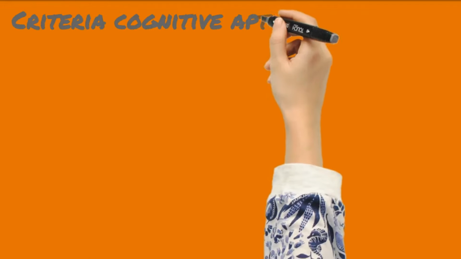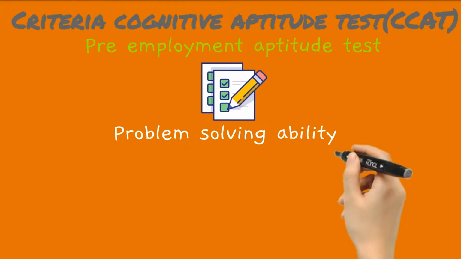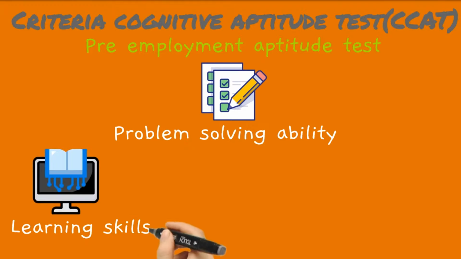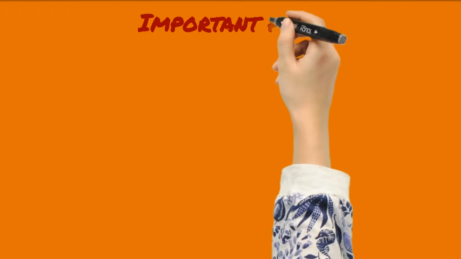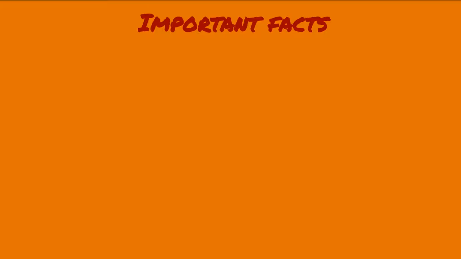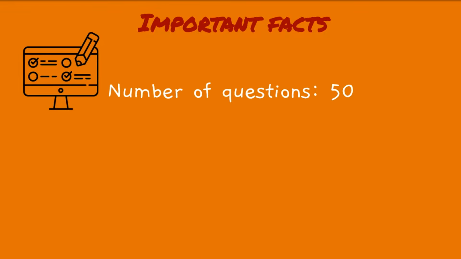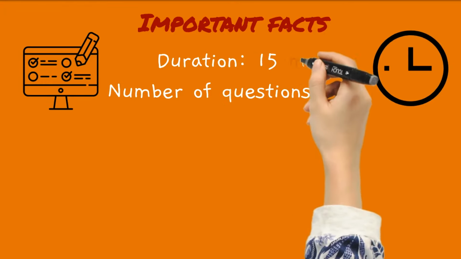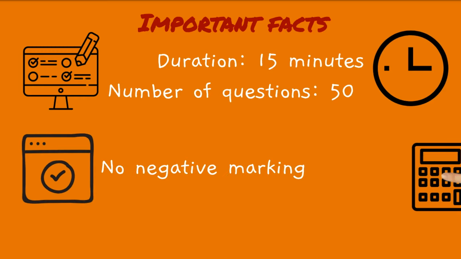The Criteria Cognitive Aptitude Test (CCAT) is a general pre-employment aptitude test which measures your problem-solving abilities, basic learning skills, and critical thinking. Let me tell you some known facts about the CCAT exam. The number of questions will be 50 and all questions carry equal points. The exam duration is 15 minutes. There is no negative marking for wrong options and calculators are not allowed.